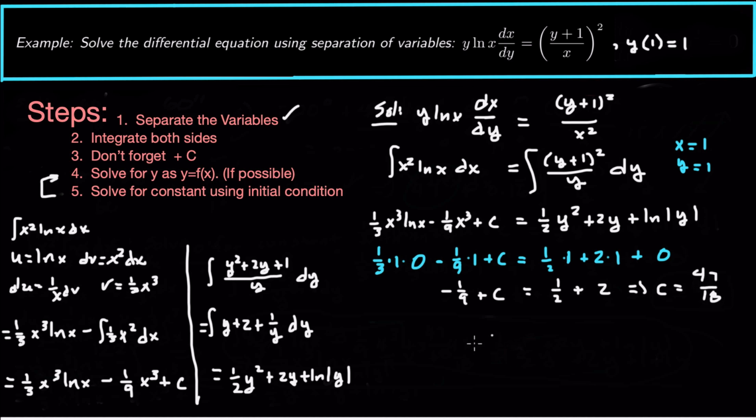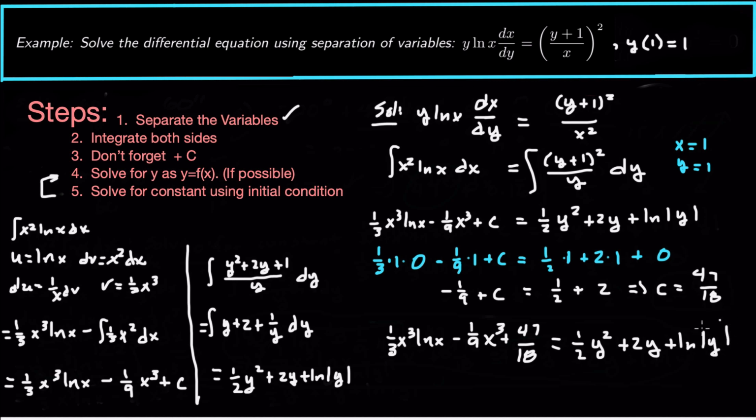47/18. Now I can substitute that back into this equation right here and get my implicit solution, which is 1/3 x cubed natural log x minus 1/9 x cubed plus 47/18 equals 1/2 y squared plus 2y plus natural log absolute value of y. And that is our implicit solution.